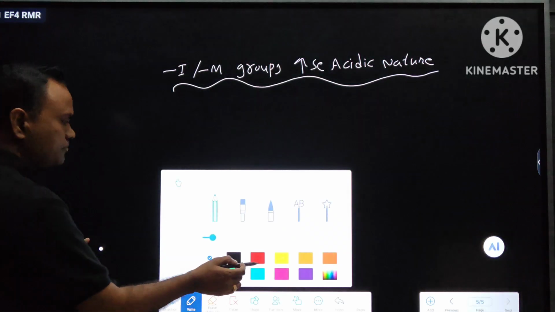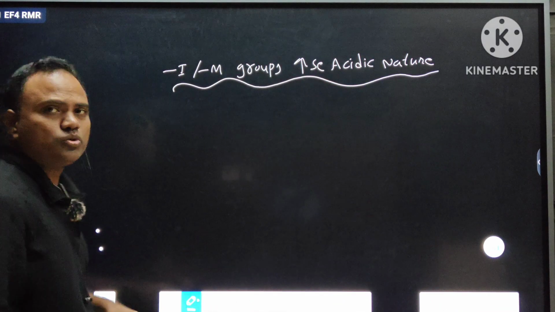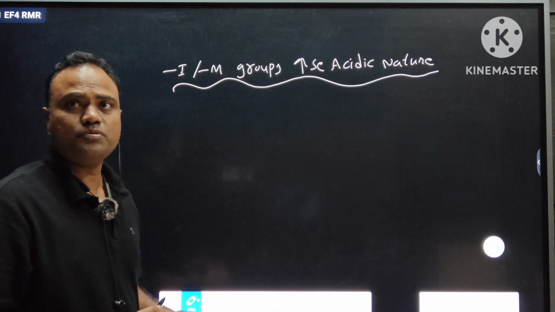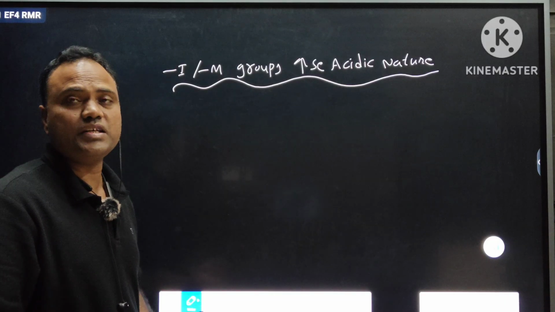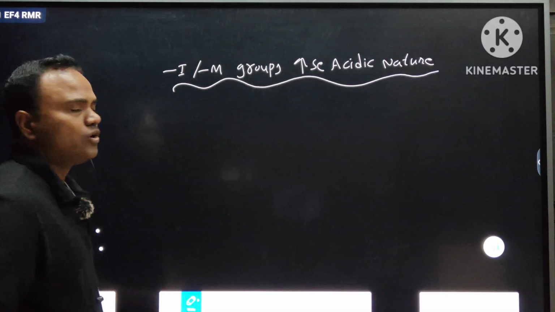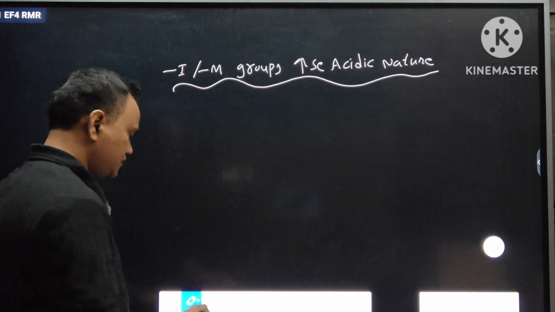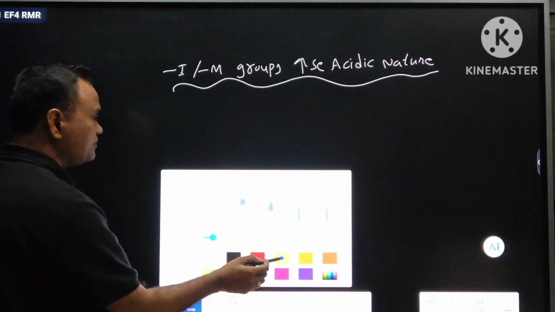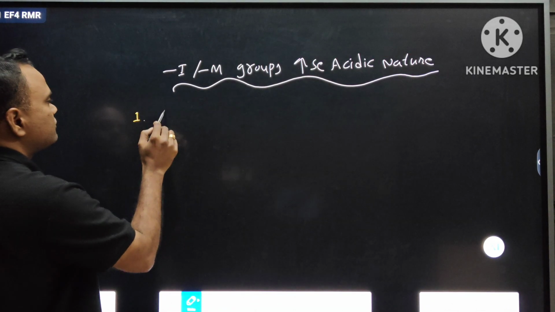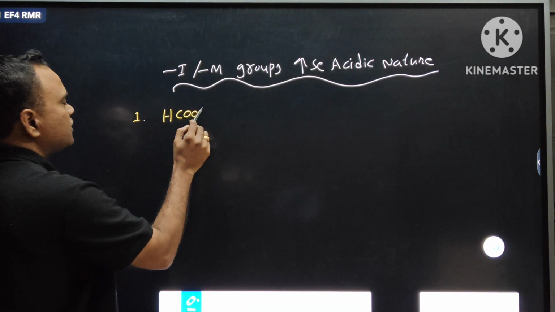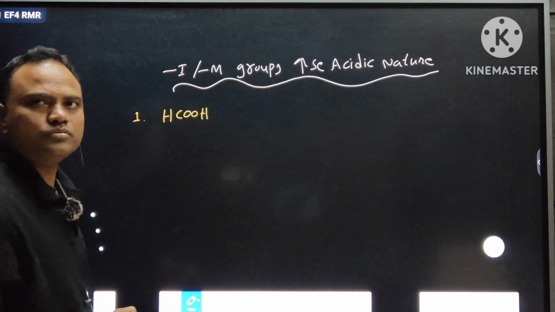What about plus I, plus M groups? Opposite. Plus I, plus M groups decrease the acidic nature. Opposite statement. Okay, right. We will cover NCERT examples also.